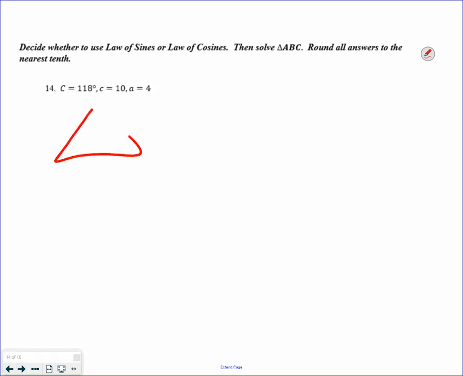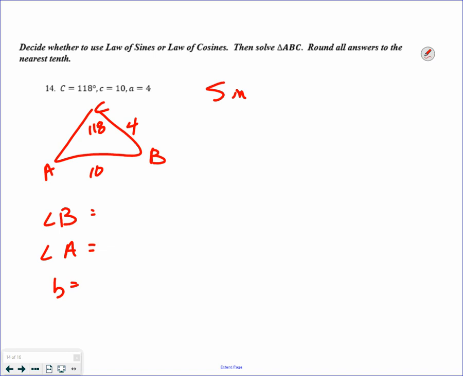Again, draw yourself a little picture. Angle A, angle B, and angle C. C is 118. Side C is 10. Side A is 4. So here's the things I don't know. I don't know angle B, I don't know angle A, and I don't know side B. But sine of 118 over 10 would equal the sine of A over 4.